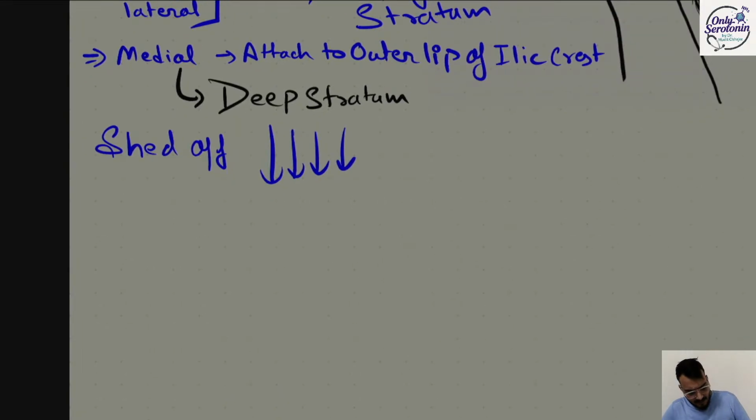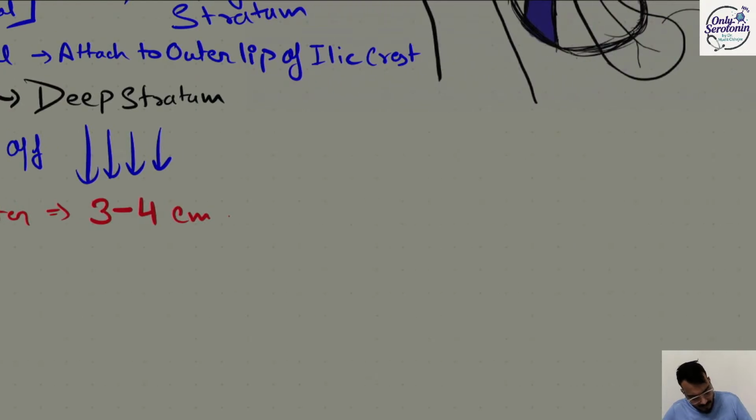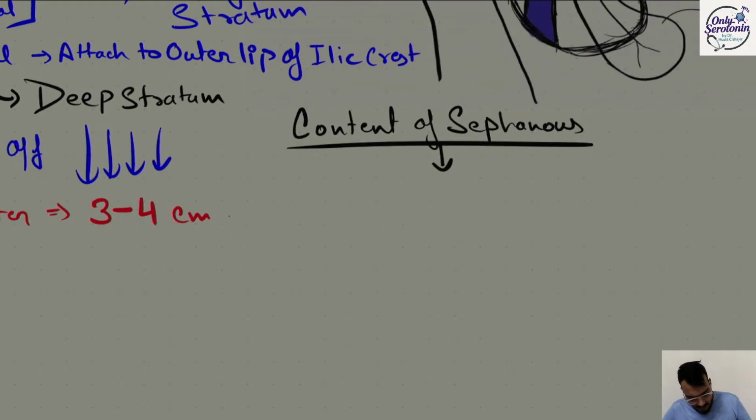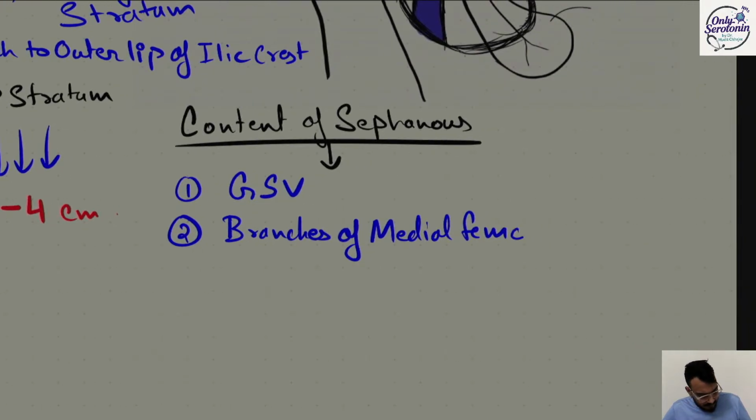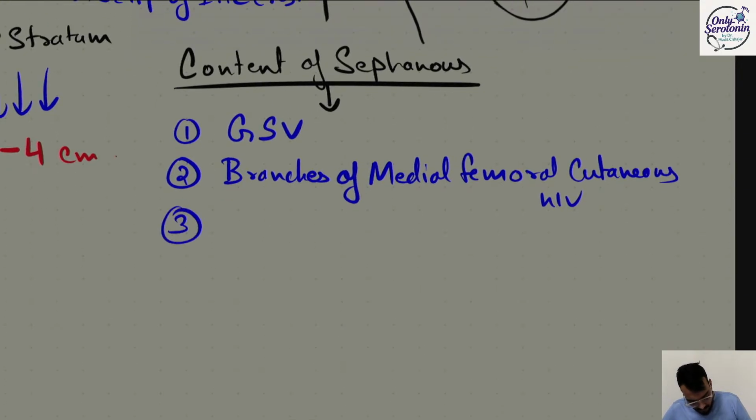Next question which they will ask from the saphenous opening, guys. It is the diameter of the saphenous opening. The diameter of the saphenous opening is around 3 to 4 centimeters. Then the next question is the content of the saphenous opening. So the contents of the saphenous opening are what, guys? First of all, it is the great saphenous vein. Secondly, it is branches of the medial femoral cutaneous nerve. Third, it is lymph nodes.